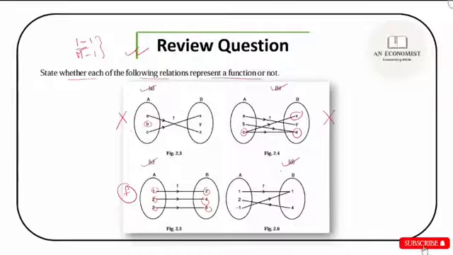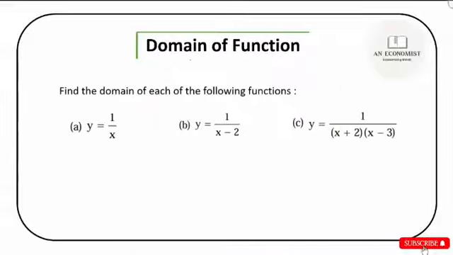And if you see the fourth case, the first element has a mapping with this, the third element also has a mapping with this, the second element has a mapping with 4. So here what you see is that 1 and minus 1 are two different inputs but going to the same output. So it's a many-to-one function. So it's a valid function. So if you see, C and D represent functions, but cases A and B are relations but not functions. Okay. Now let's move to the concept of domain of a function.